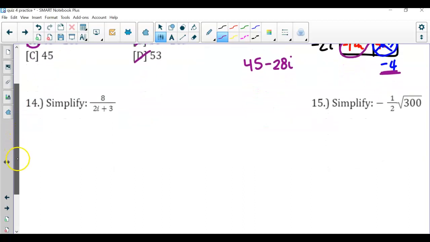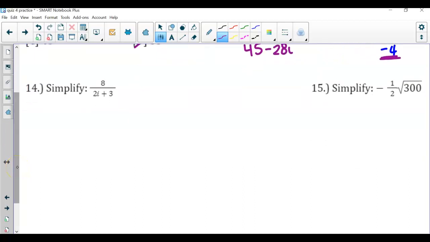Question number 14. When dividing, you cannot have i in the denominator, but I do notice it's not in standard form. So I'm going to rewrite it as 8 over 3 plus 2i. They were both positive, so I can just switch them. Now we need to focus on the denominator and multiply by the conjugate, which is 3 minus 2i. Change the sign of the imaginary. So 3 minus 2i. Now we can solve.